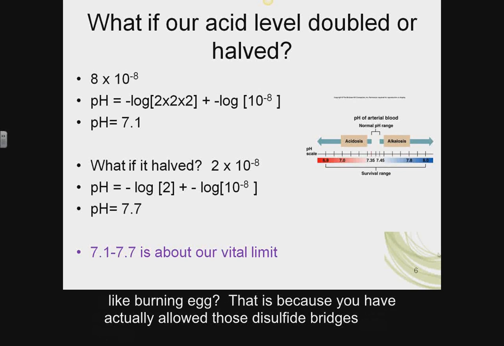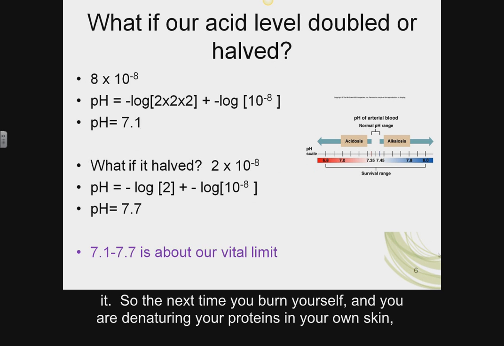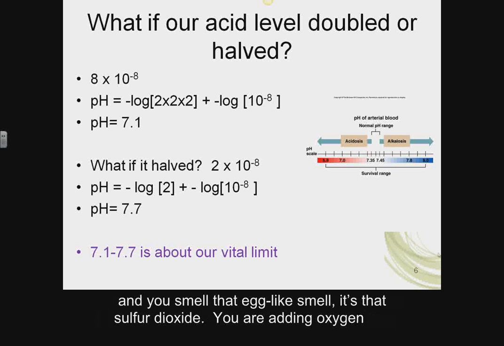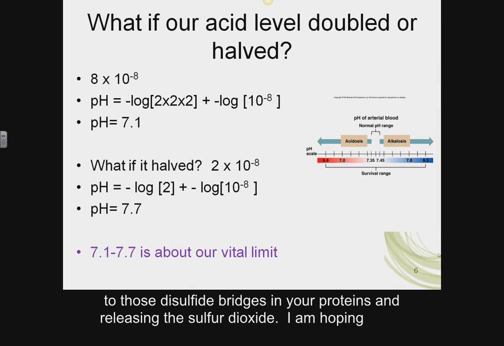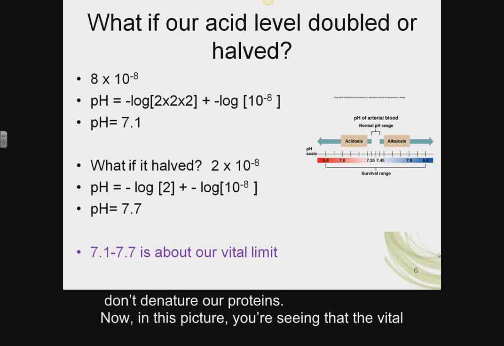Have you ever lit the fireplace and you're turning on the gas and you're throwing in your match and you accidentally singed the hair on your arm and it smelled like burning egg? That is because you have actually allowed those disulfide bridges to break apart, and you are releasing sulfur dioxide, and that has an egg-like smell to it. So the next time you burn yourself, you are denaturing your proteins in your own skin, and you smell that egg-like smell. It's that sulfur dioxide. You're adding oxygen to those disulfide bridges in your proteins and releasing the sulfur dioxide.